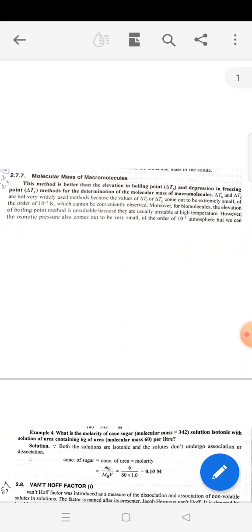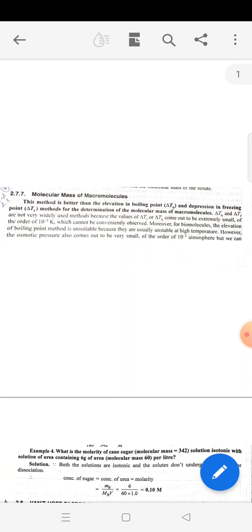Moreover, for biomolecules, the elevation of boiling point method is unsuitable. As you know, most of the biomolecules decompose at high temperature. So when you make them boil, the molecular structure doesn't remain the same. So whatever molecular mass you get by using that formula will not come out to be true.